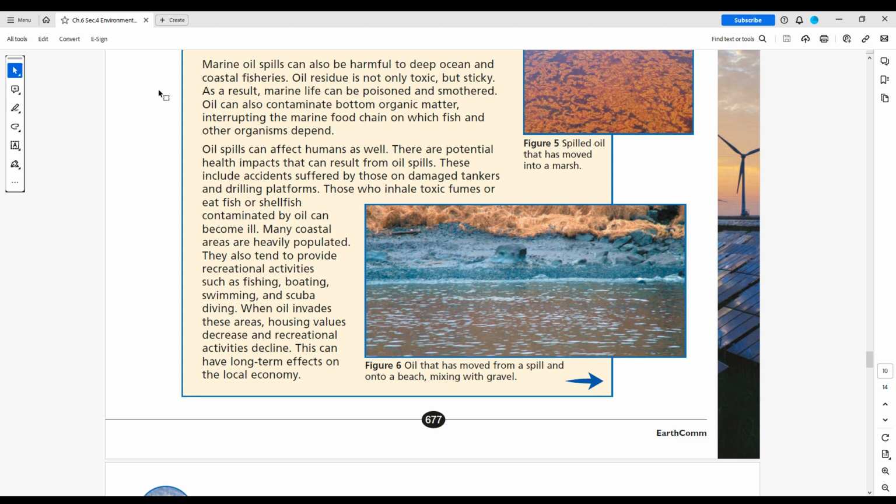Many coastal areas are heavily populated. They also tend to provide recreational activities such as fishing, boating, swimming, and scuba diving. When oil invades these areas, housing values decrease and recreational activities decline. This can have long term effects on the local economy.